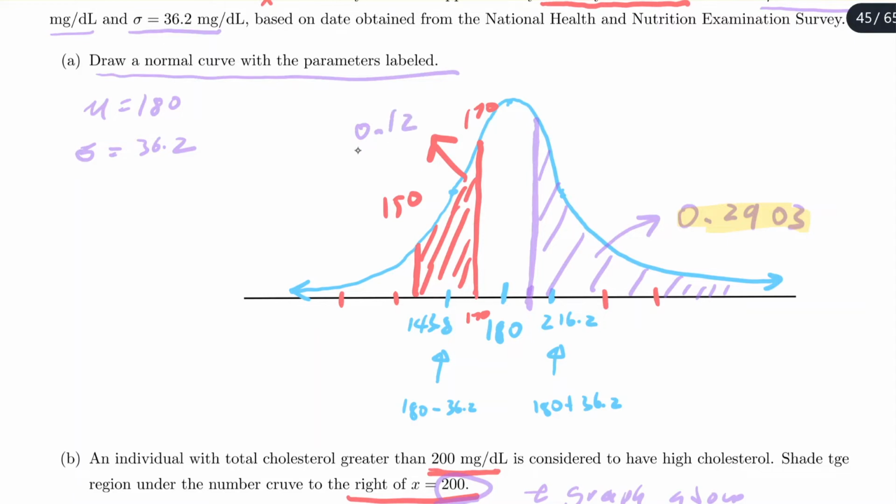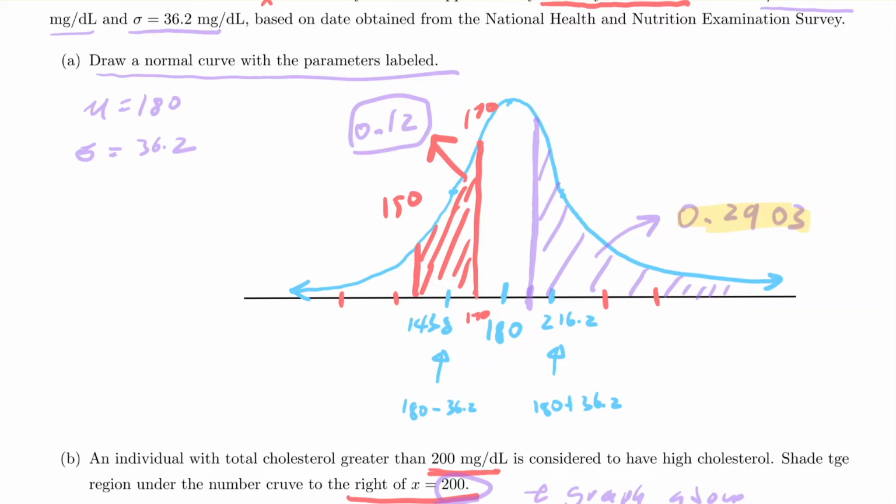What does it mean? This means the probability of selecting one male in this population, selecting one male who has cholesterol between 150 and 170, is 0.12. That's one interpretation. The second interpretation is that the proportion of males who have cholesterol between 150 and 170 is 0.12. So about 12% of the population of males between 20 and 29 years old have cholesterol between 150 and 170.